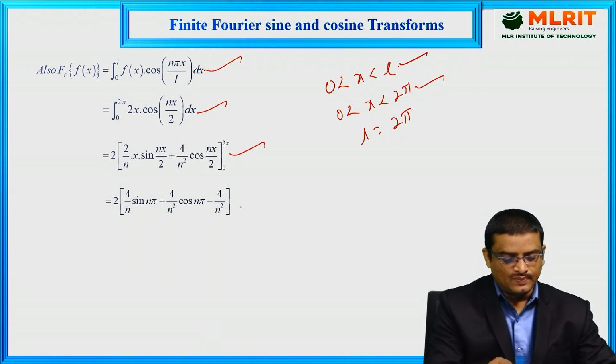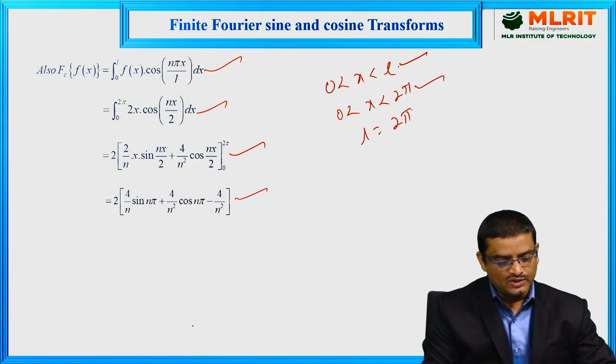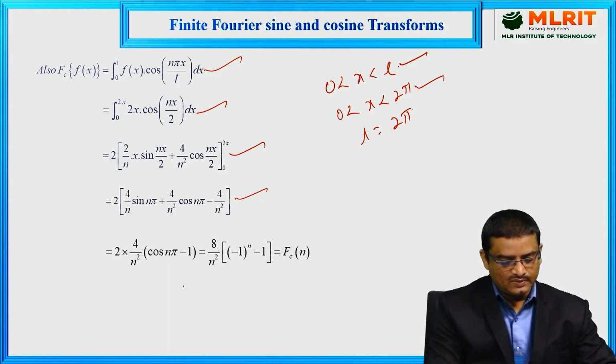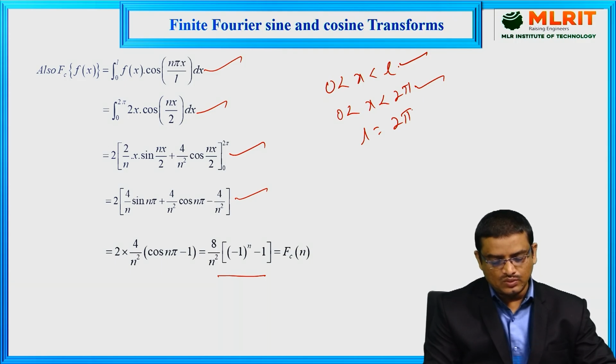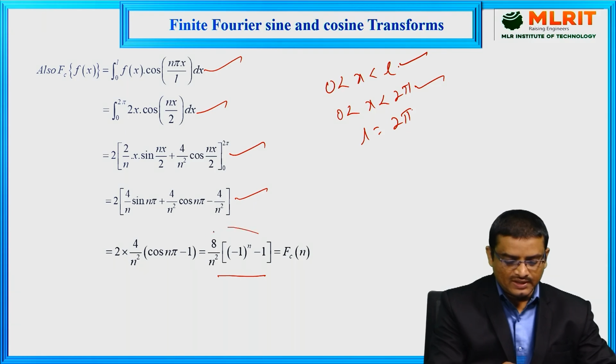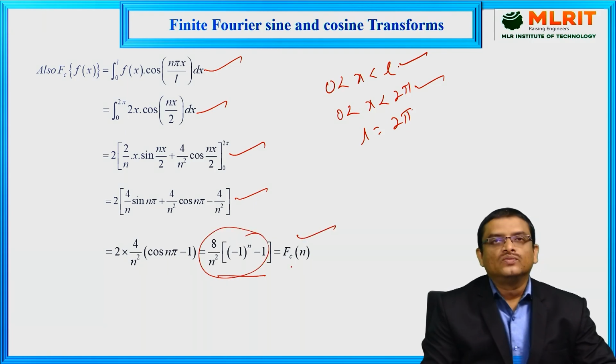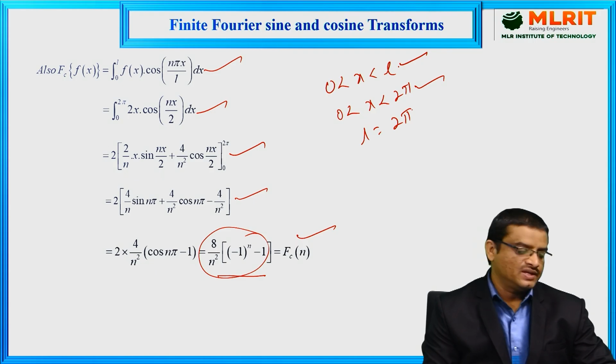So substitute the upper limit and lower limit here in place of x. So we will get our value here. So 8 by n square into (-1)^n into minus 1. So we will consider this value as the finite Fourier cosine transform of that given function f(x).